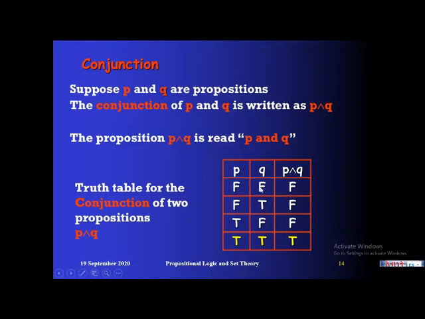False and false is always false, false and true is false, true and false is false, true and true is true. So simply to handle it, we get a true compound statement only if both are true statements.